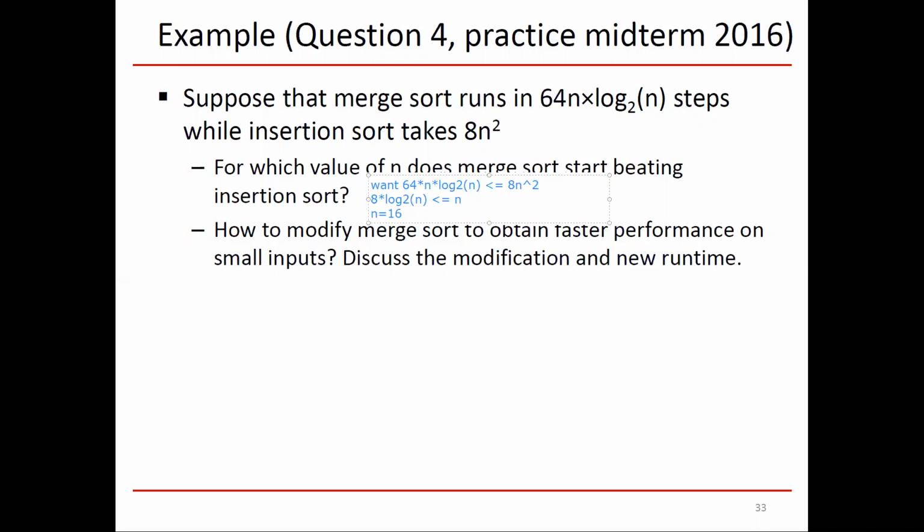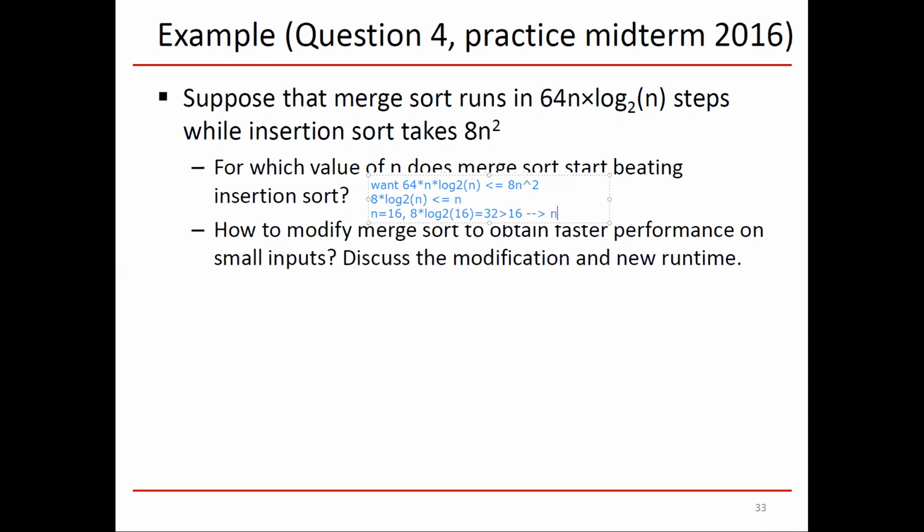n equals 16. 8 times log base 2 of 16 is, so log of 16 is 4. 4 times 8 is 32. But n, which is equal to 16, is less than 32. And we want 32 to be smaller. So let's try a larger n.